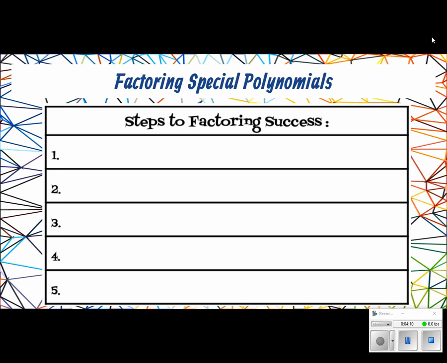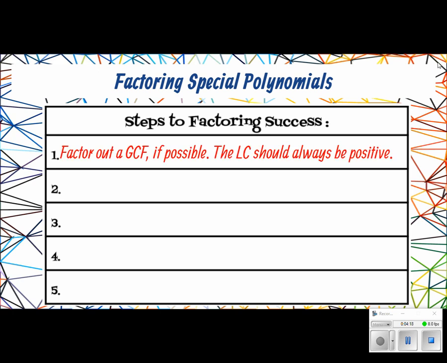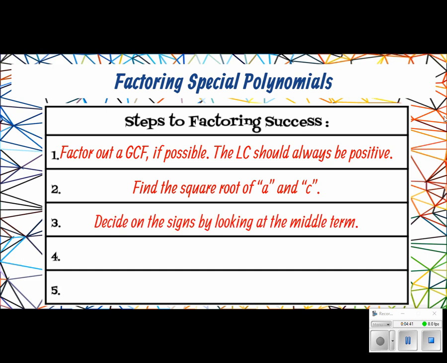So here are your steps to factoring success. This is only for your perfect square trinomials. So we're factoring out a greatest common factor if possible. So watch out for that, it should be the first step, just like in our slide and divide problems. Leading coefficient should always be positive. We're going to find the square root of the first number in front of the x squared, the a, and the last number, the constant at the end. We're going to decide on the signs by looking at the middle term. And then we're going to build that factored polynomial, and then we'll multiply to check.